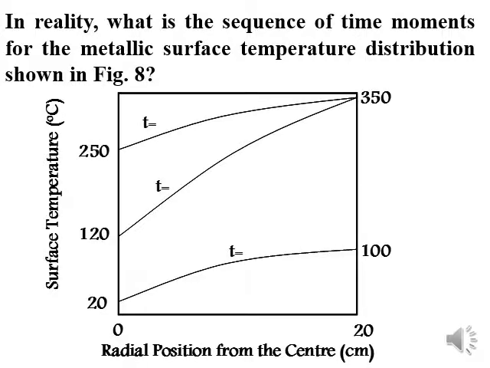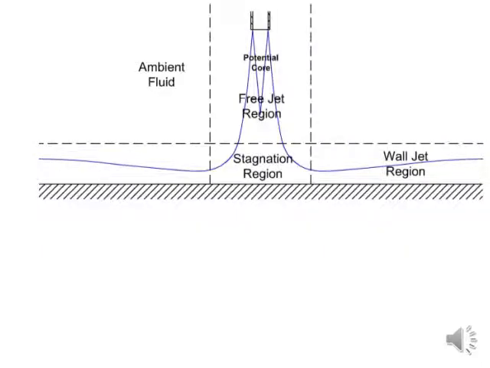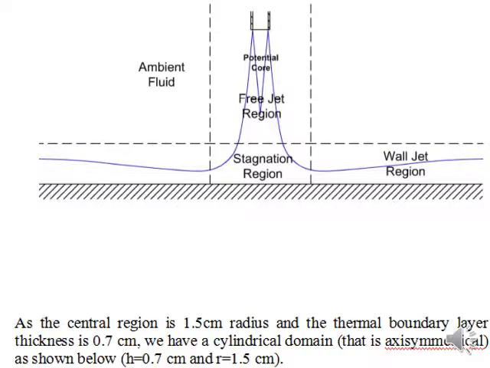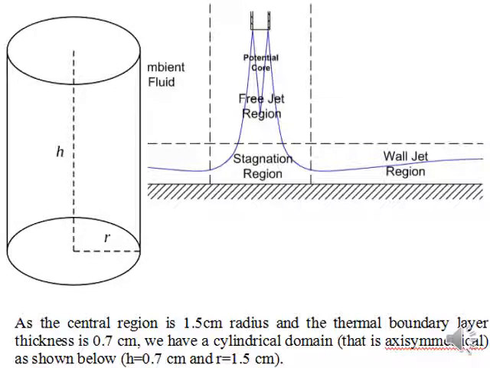I am given some instances of time whose temperature distribution is plotted, while I need to know which instant comes before the other. So let's start dealing with this nice interaction. So for the central region, I know its radius, its thermal boundary layer thickness, and we have a cylindrical domain shown with R and H.